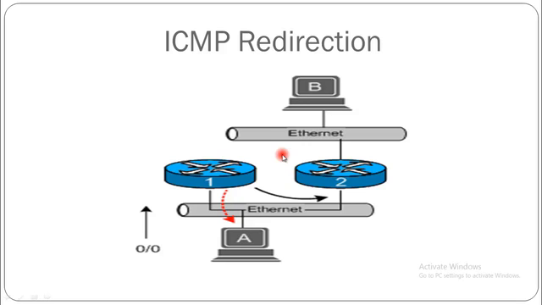The first point is that the new router must be reachable through a directly connected network. If this router is connected through some other router or computer, and it finally reaches back to A, it won't work, because it should be connected directly to computer A.